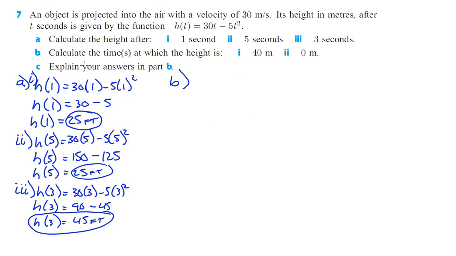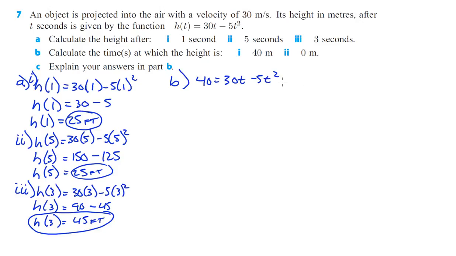B, calculate the times at which the height is 40 meters and 0 meters. So if we're trying to figure out when it is at a given height, we're going to plug 40 in for our y, which takes the place of the h of t. So 40 equals 30t minus 5t squared.